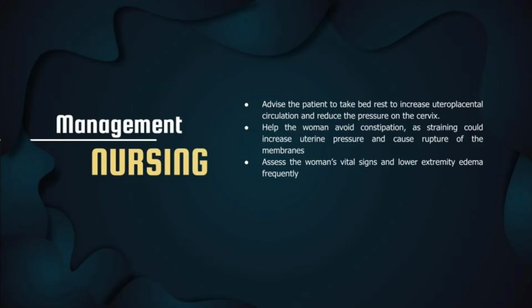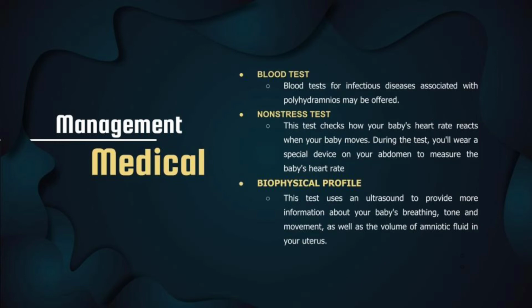So for the management, nursing: advise the patient to take bed rest to increase uteroplacental circulation and reduce the pressure on the cervix. Second, help the woman avoid constipation, as straining could increase uterine pressure and cause rupture of the membranes. Lastly, assess the woman's vital signs and lower extremities edema frequently.